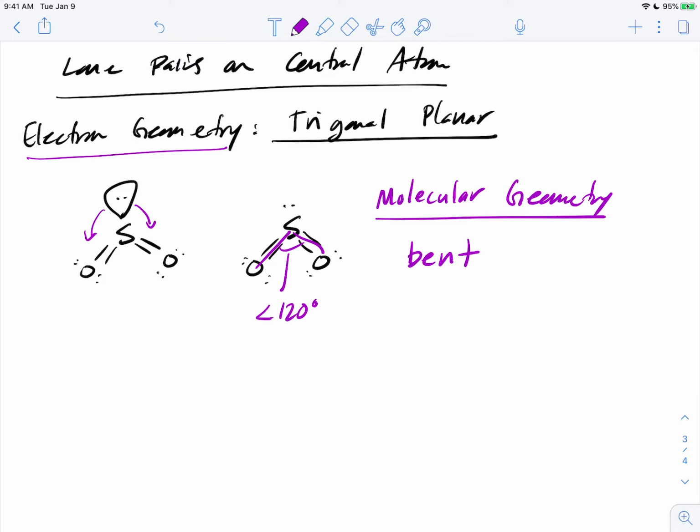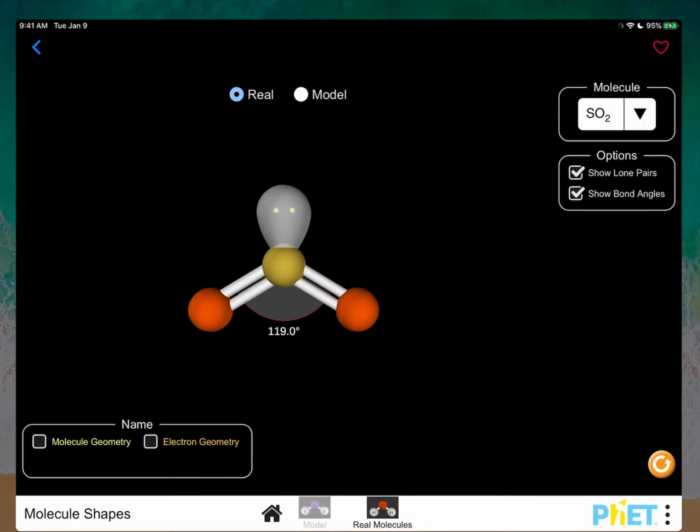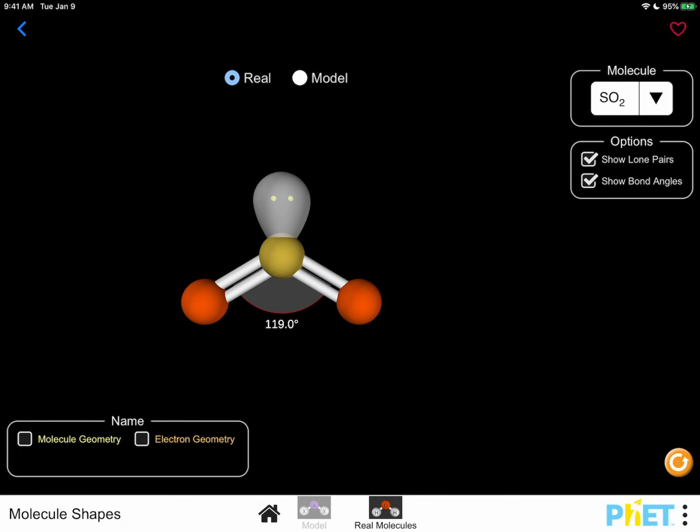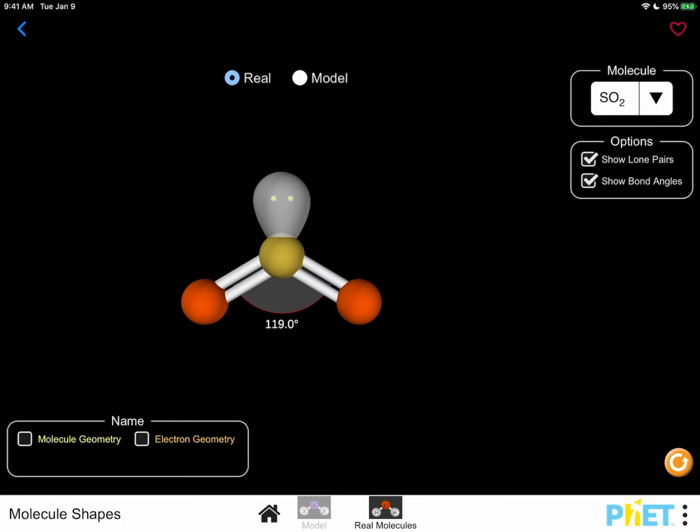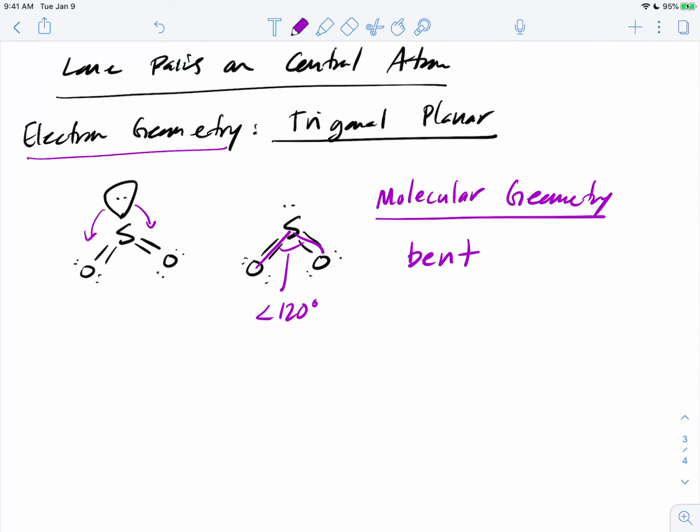But before I do that, I just want to quickly go to the PhET app. And we can see SO2. We chose SO2, and you can see the actual bond angle is 119. If you look at the molecular geometry and the electron geometry, you can see them there. So that's just a good example of showing you SO2. So that's the only option really for having a trigonal planar.